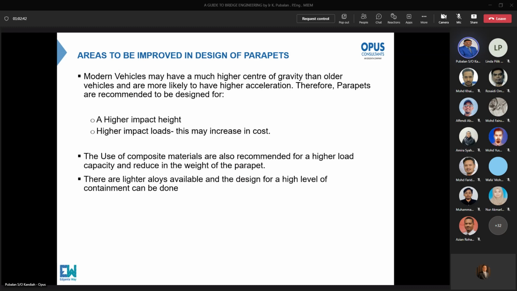Just to cater for high vehicles. So that is why I put in a slide for areas for improved design of parapets. If we can convince the authorities, we can tell them, look, nowadays vehicles are much higher. So don't do 1.1, try to go for 1.4, 1.5. If they have the budget, then it's okay.